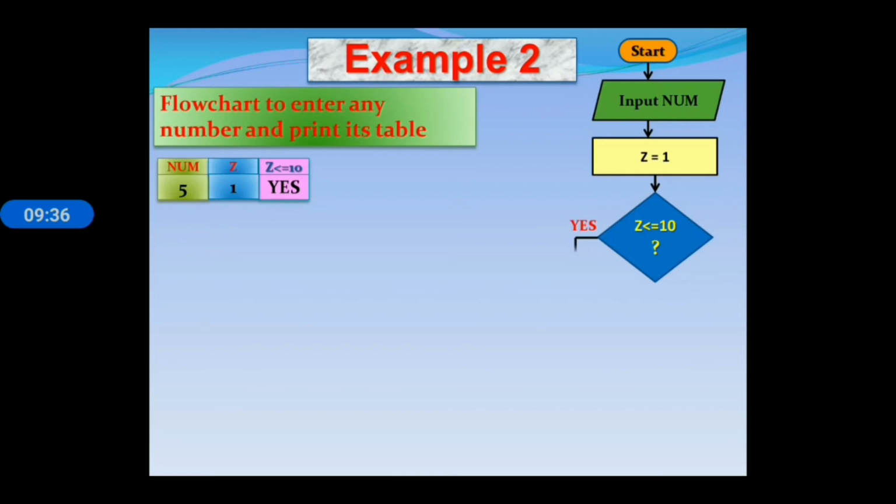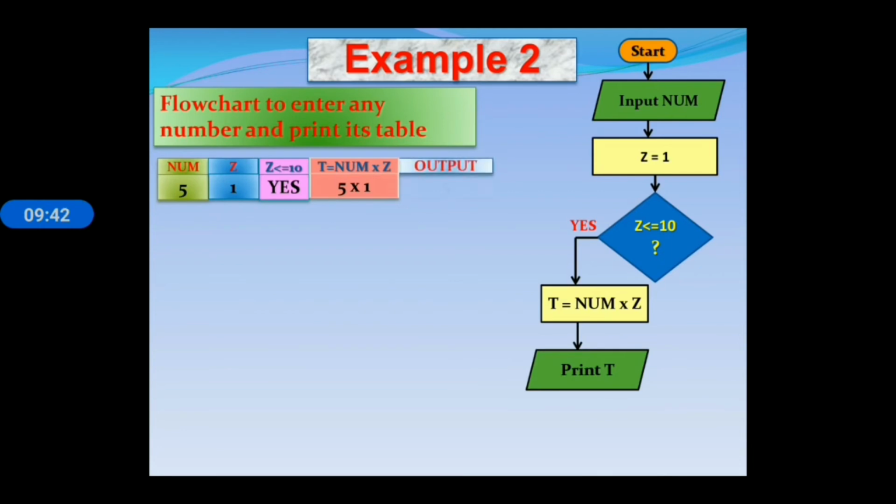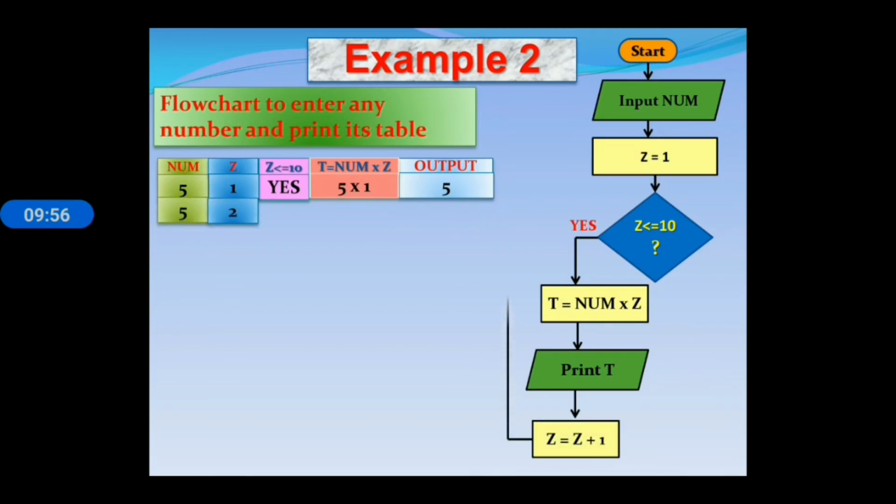Yes. Then in another variable t, the value of num is multiplied with z. Then print the value of t, that is 5 into 1, that is 5. Then again z is increased by 1. Now the value of z becomes 2 and the value of num is 5.